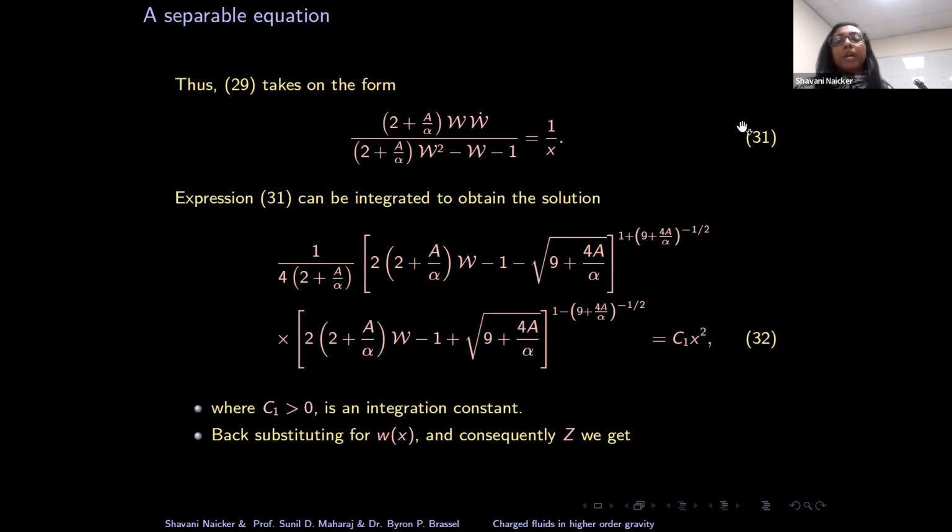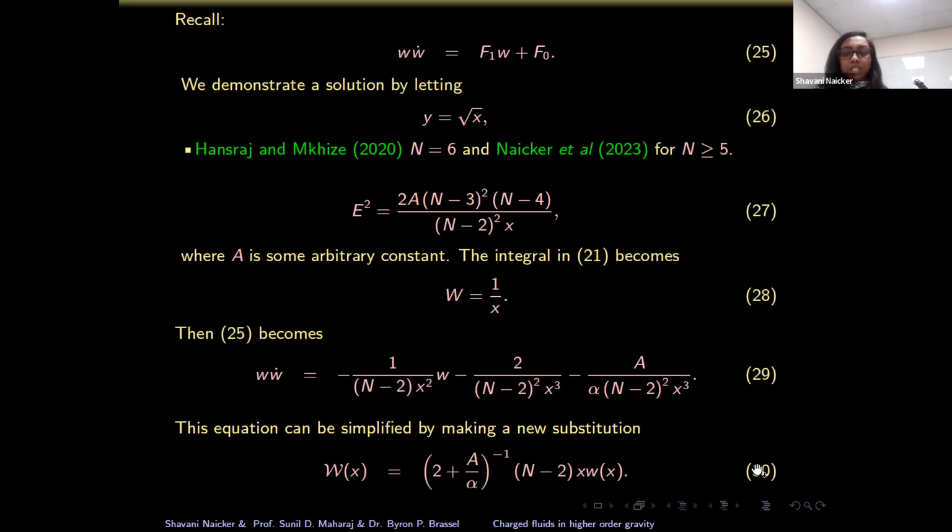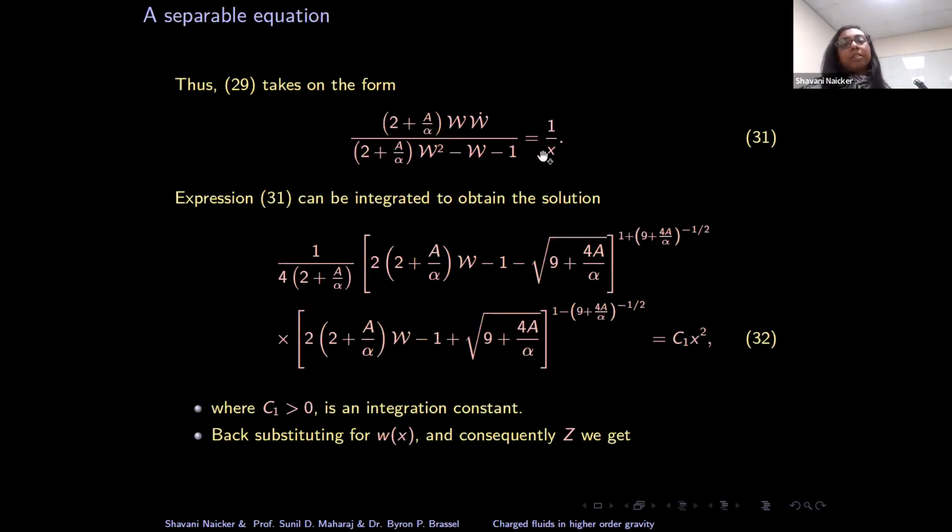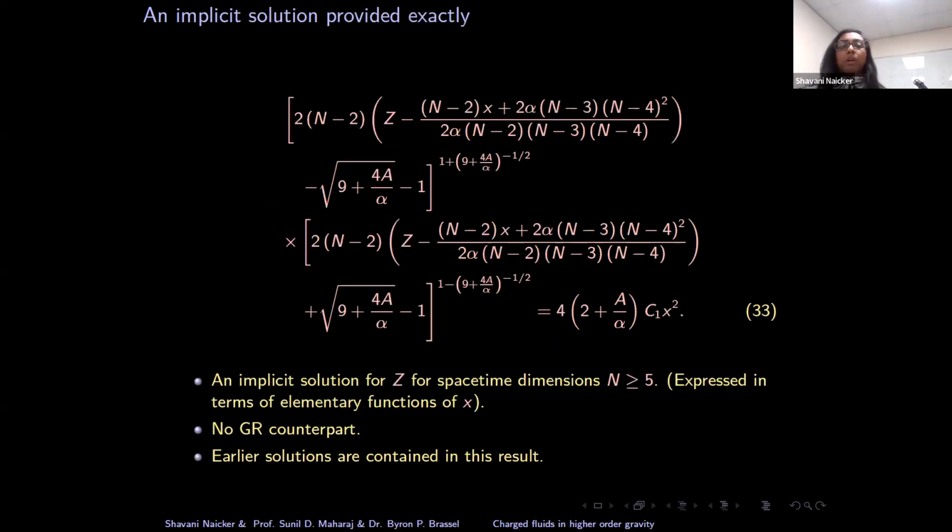then leads to the equation 31. So remarkably, with this substitution 30, we obtain a separable differential equation that can be integrated to obtain the solution 32, where C1 is our integration constant that has to be greater than 0. Now, if we back substitute for W and consequently the gravitational potential Z, we obtain solution 33.